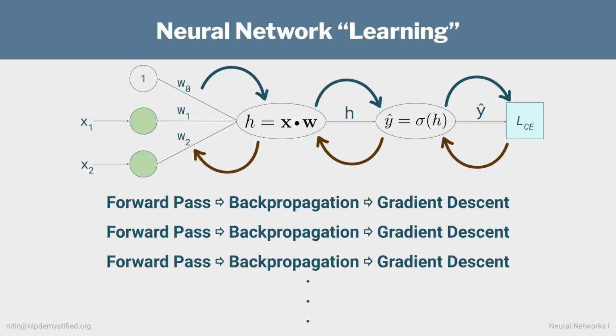And that's what it means for a neural network to learn. Under the hood, it's a repeated cycle of forward pass to see what the loss is, backpropagation to calculate the gradients, and gradient descent to update the weights, repeated over and over until some criterion is hit.